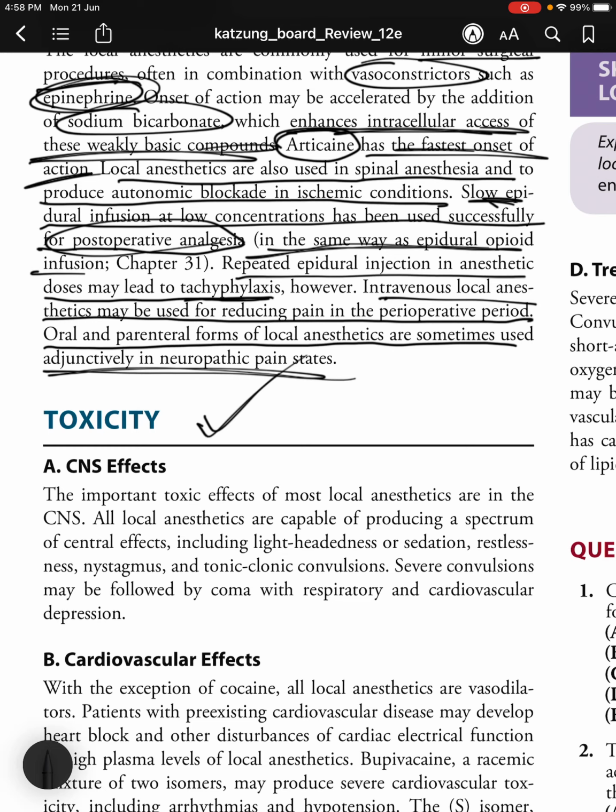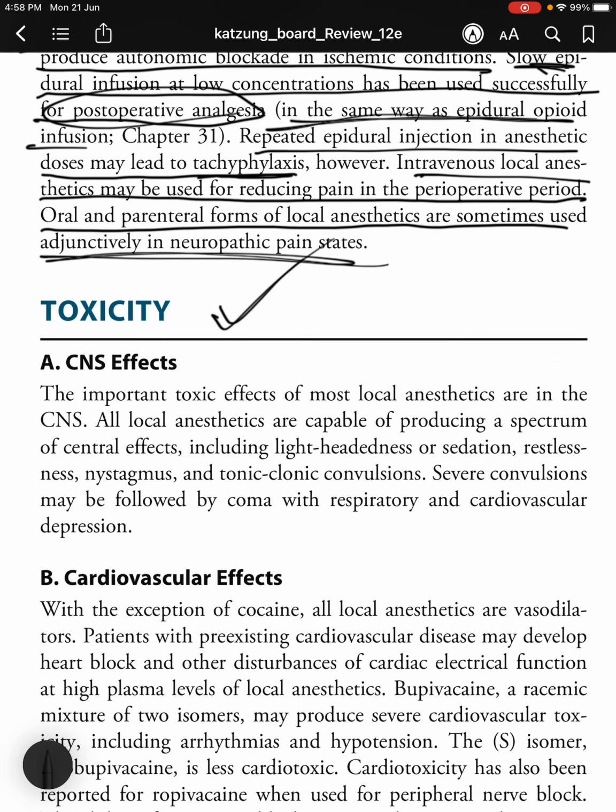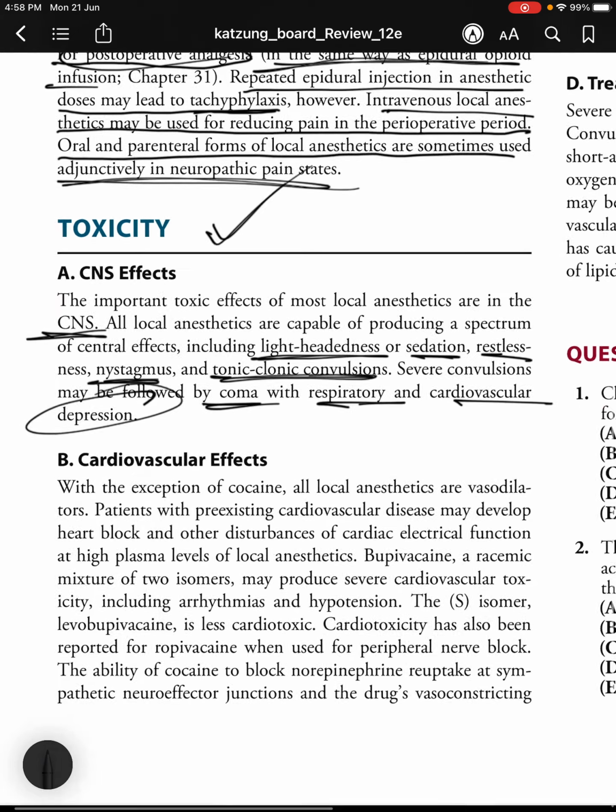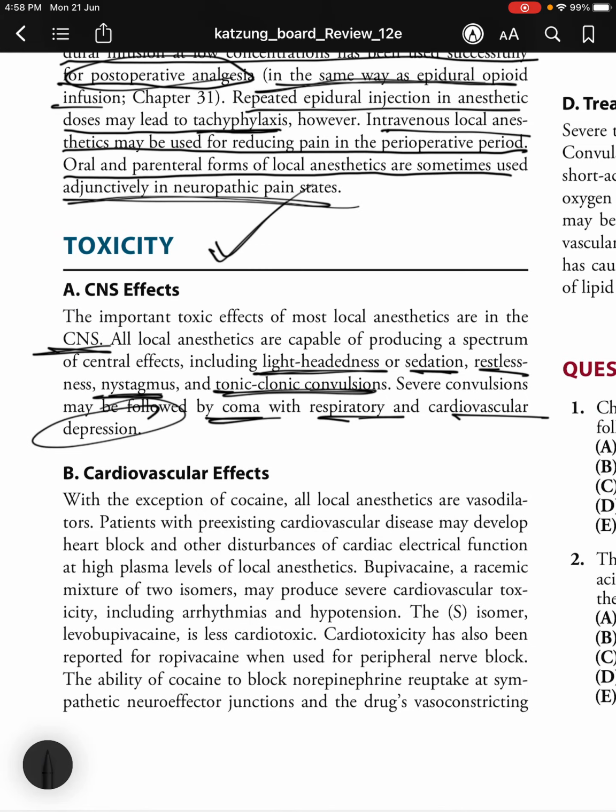Coming to the toxicity, the CNS effects. The important toxic effects of most local anesthetics are in the CNS. All local anesthetics are capable of producing a spectrum of central effects, including lightheadedness or sedation, restlessness, nystagmus, and tonic-clonic convulsions. Severe convulsions may be followed by coma with respiratory and cardiovascular depression.